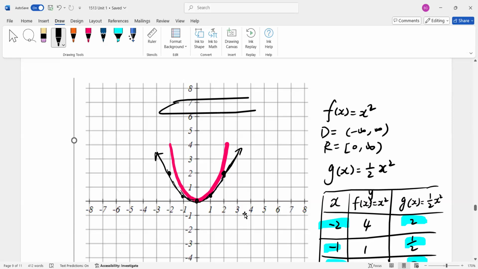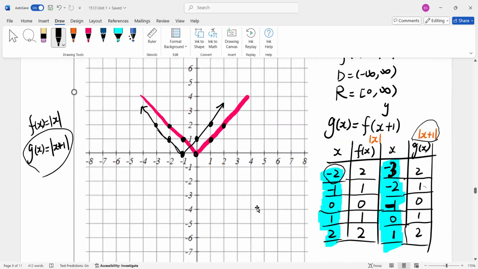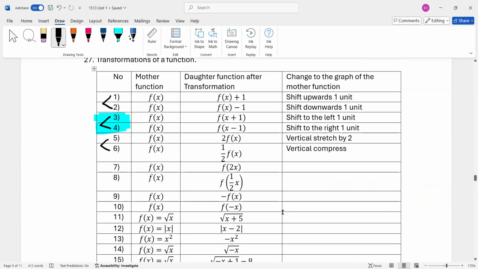All right, I hope this is understandable. On the mother function, this is -2, 4. So the same point, just the y value shrunk to half of the original size. So that's why it went down. When you vertically compress, you would have a fatter graph than the original. Please let me know if that is understandable.